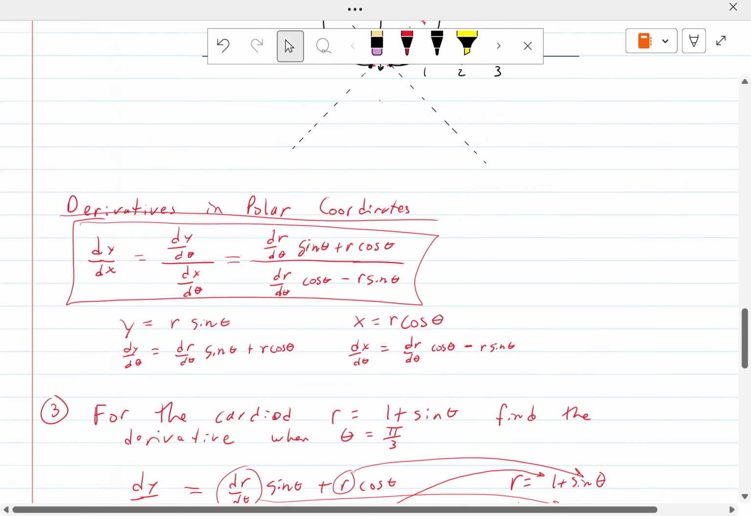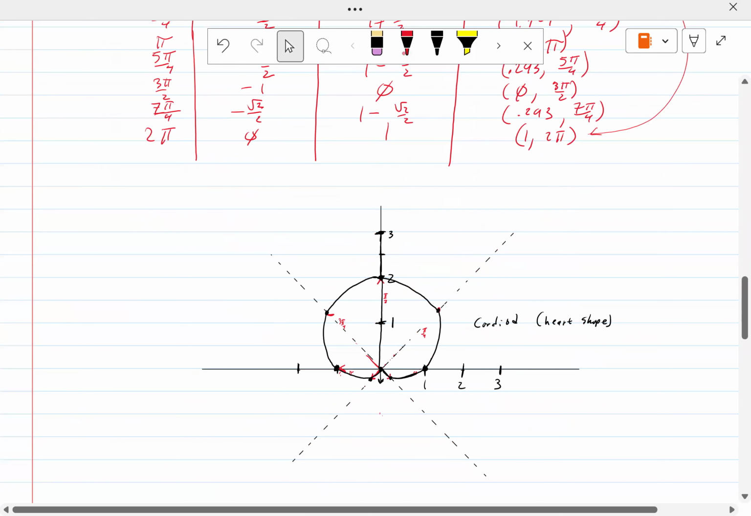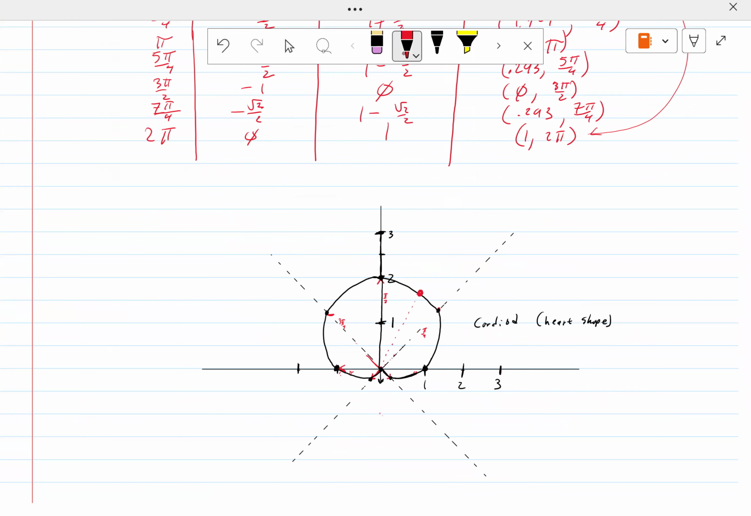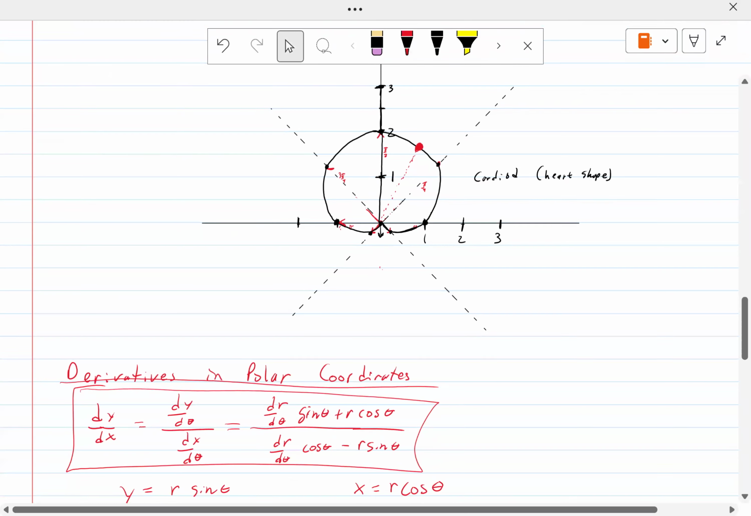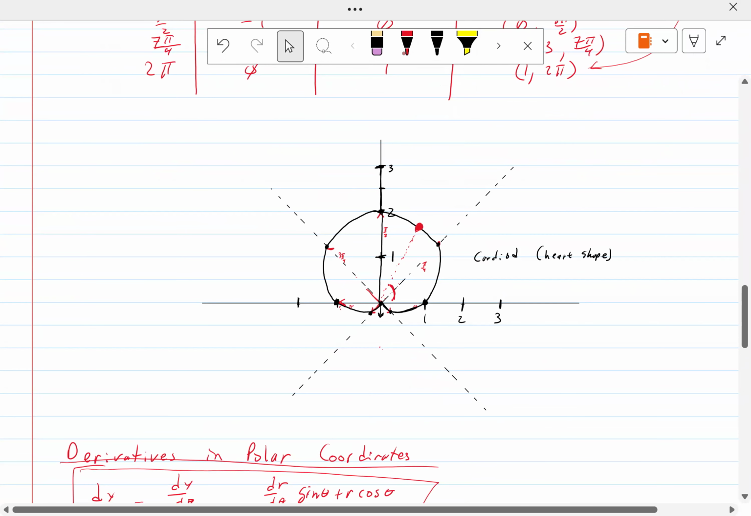If we go all the way back to our cardioid, if we take an angle of pi over 3, I want to know where is that point located? I want it to be located in the xy plane, in xy rectangular. I want a rectangular point because I need an x and a y. So where is that point going to be located when theta is pi over 3?